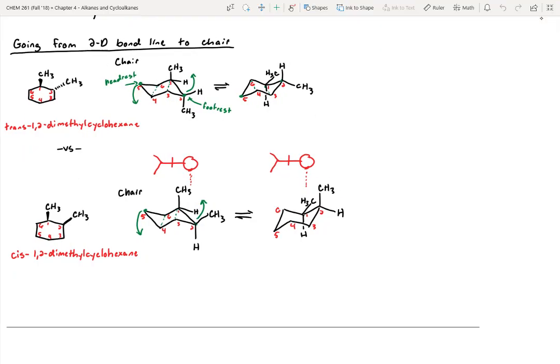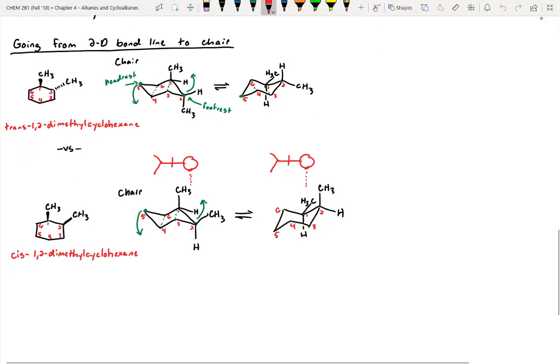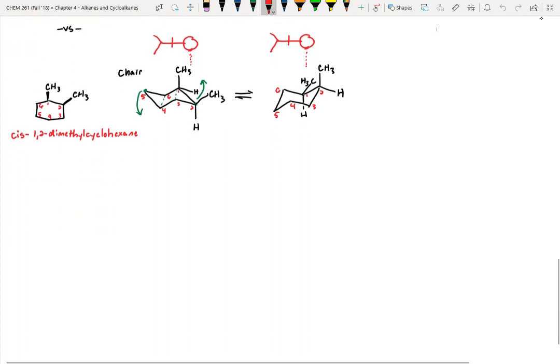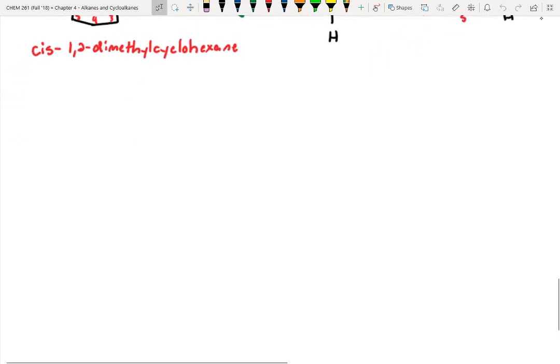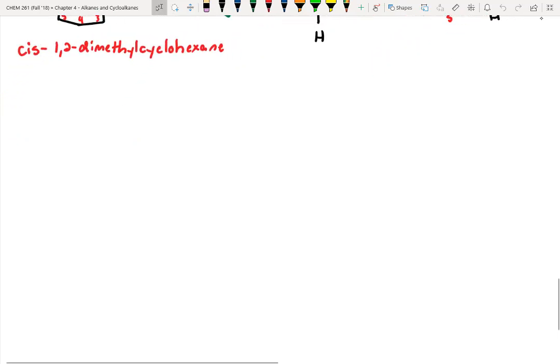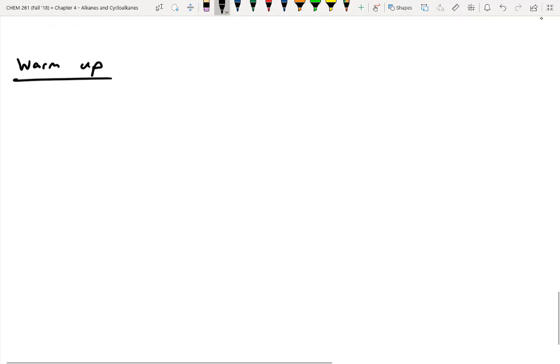All right, so today we're going to do a lot of in-class practice, but I'm going to do a warm-up problem first to describe that 1,3 diaxial interaction that I was talking to you about. Yesterday we did cis 1,2 dimethyl cyclohexane. Today we're going to do a warm-up that's similar. This time I'm going to give you the 2D bond line structure.